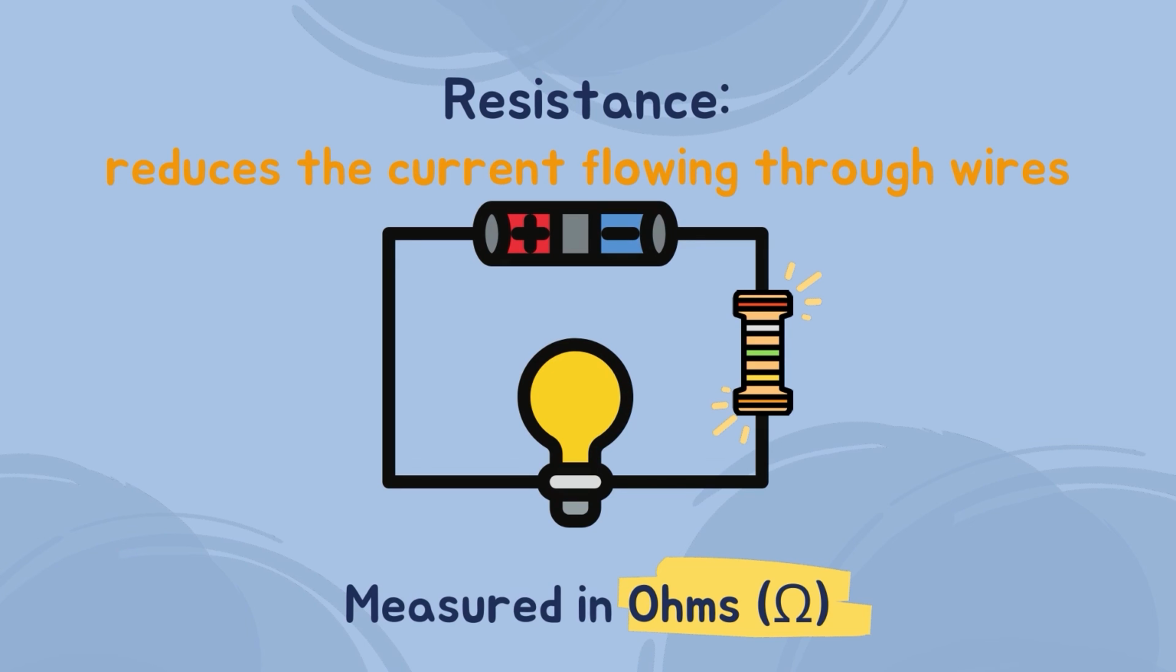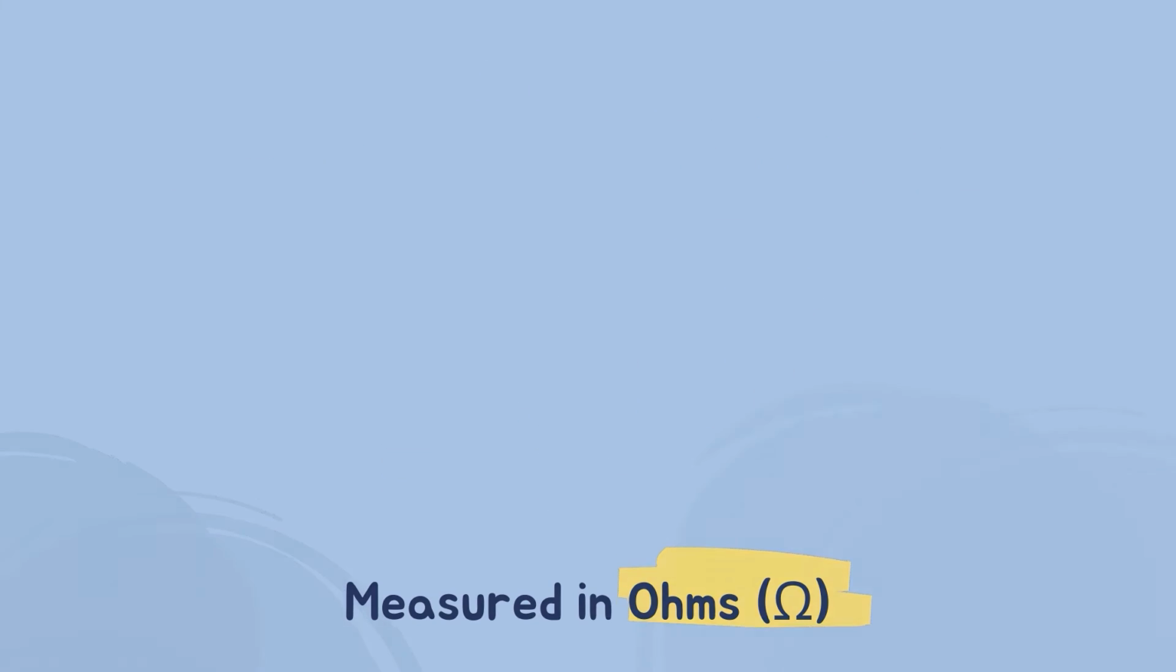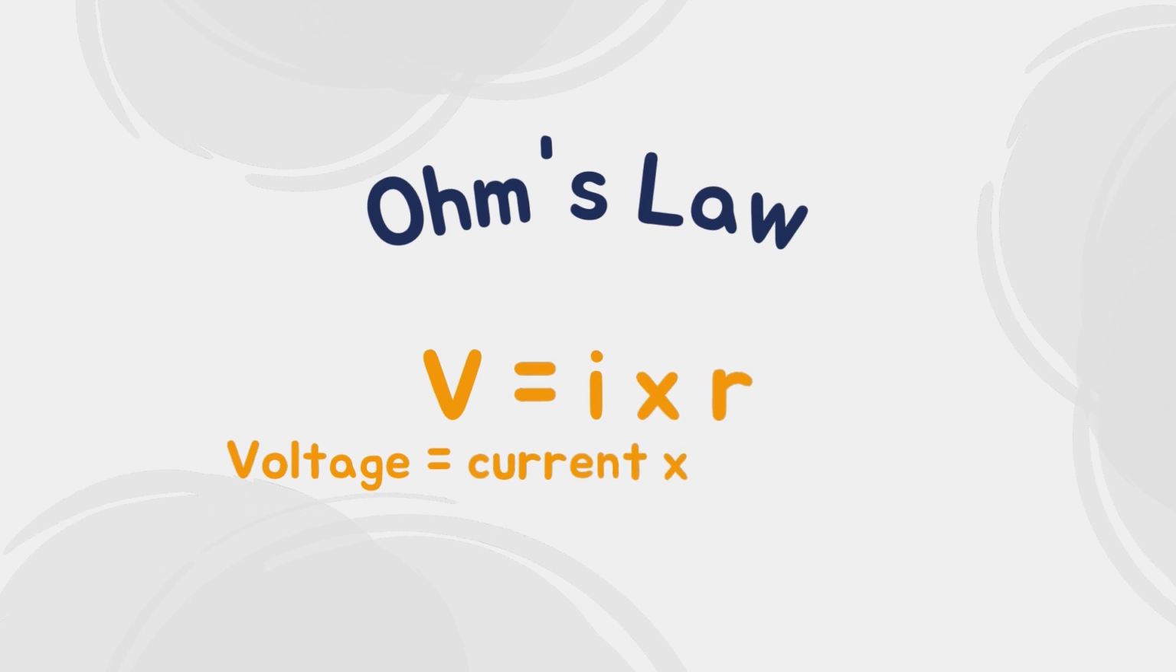Find all three and we have Ohm's law. Ohm's law states that the voltage is proportional to the current and the resistance. V equals I times R. Ohm's law is one of the most important laws of electricity.